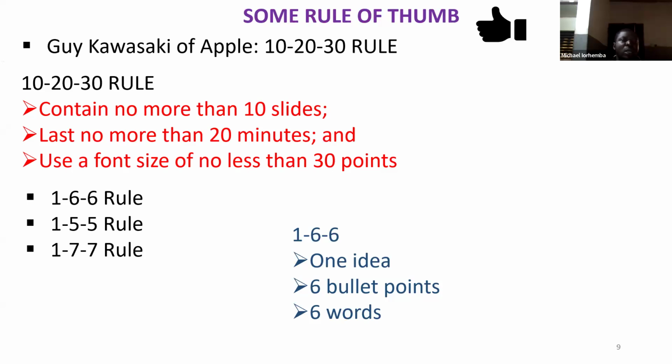So now, some rule of thumb. We have what is called the Guy Kawasaki of Apple rule. So the rule says 10, 20, 30 rule. It's just a rule of thumb. You might not strictly adhere to the rule, but something close to the rule.